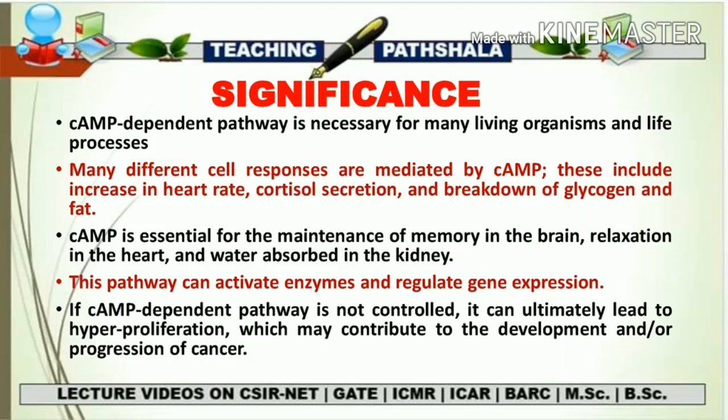So in this way, cyclic AMP plays its role in different pathways that include the conversion of glycogen into glucose, the increase in heart rate, and the expression of a particular gene. Along with that, it also helps in cortisol secretion and breakdown of glycogen. After that, it helps in the maintenance of memory in the brain, relaxation of the heart, and water absorption in the kidney. In this way, it helps in biological processes.